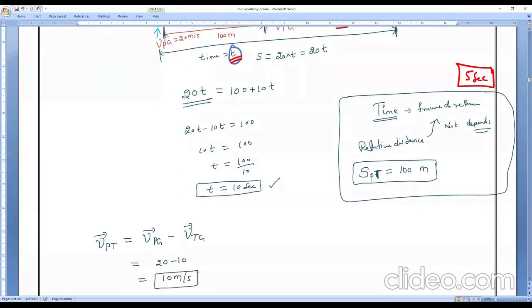It means the police is moving towards the thief at how many meters per second? 10 meter per second. Clear? Understood, brothers?